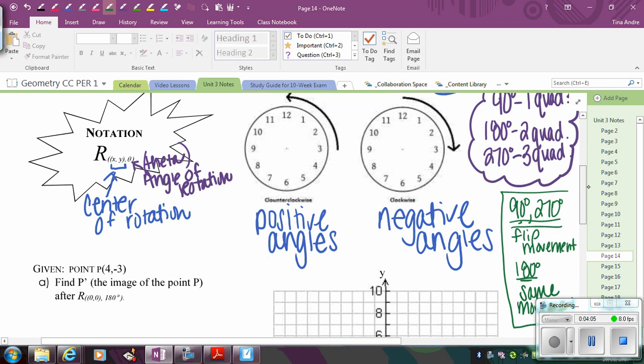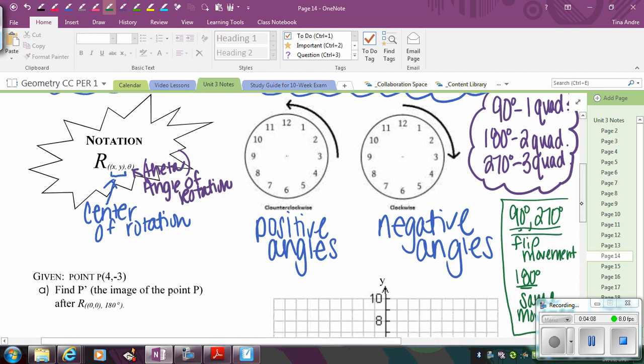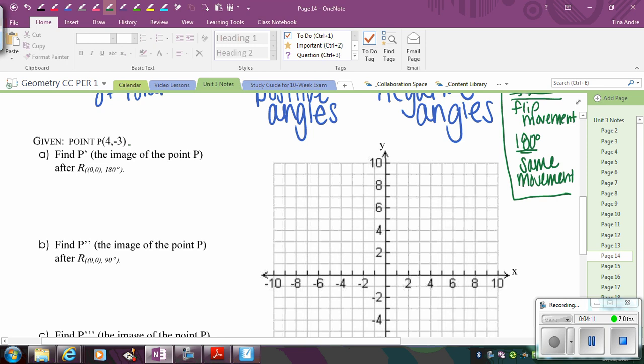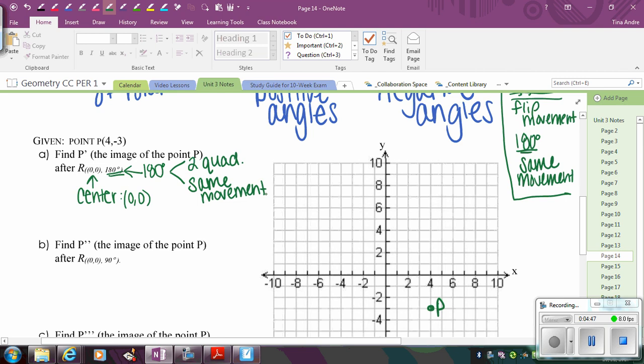Let me explain a little further with an example of what I mean by all of this. The first thing is we're starting with point P, which is (4, -3). I'm going to get that on my graph and label it. We want to find the image of this after this rotation. Our center is at (0, 0). We're going to rotate 180 degrees. That's the angle, which tells me two things. It means I'm going to have to move this point 2 quadrants, and it also tells me that I'm going to use the same movement from the center when I go to find the rotation.